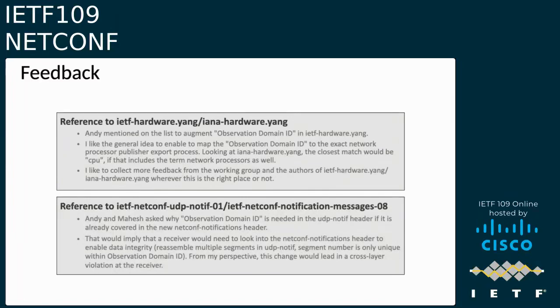That's why I'm asking for feedback from the working group and the authors, how you intend or what you think is the best way to model this. Because once we have feedback on this, we can help here to augment the YANG model and then basically merge the observation domain ID in there, the moment it's not existing.